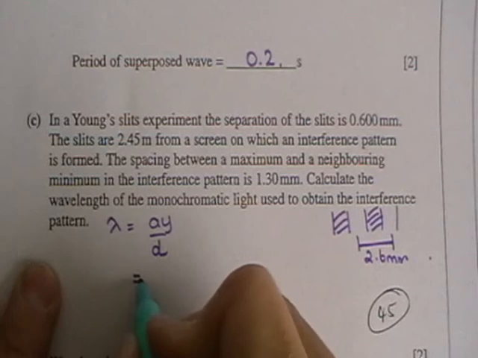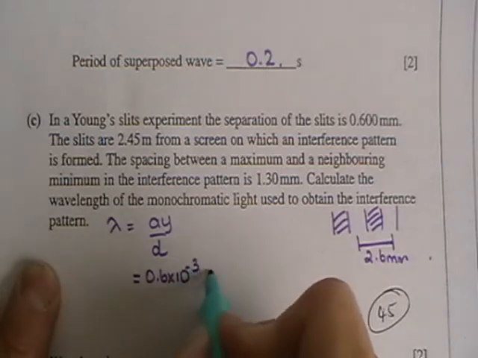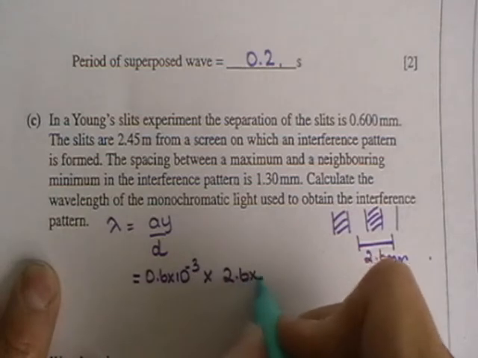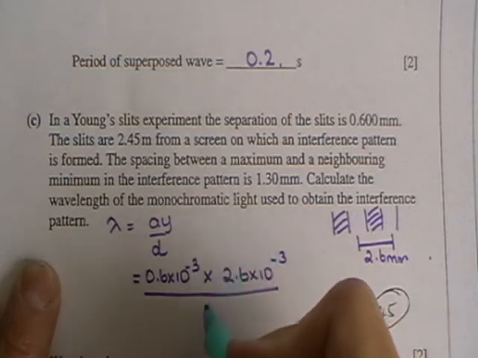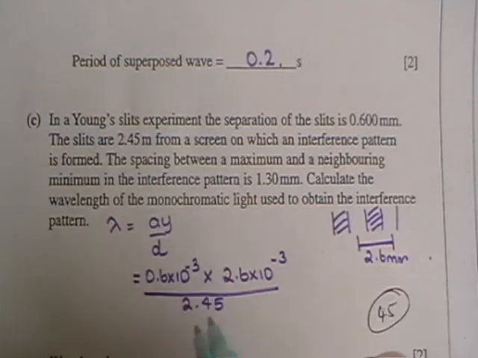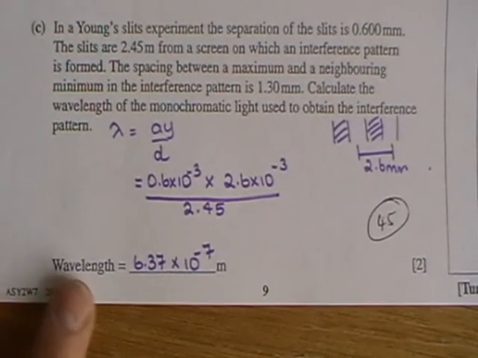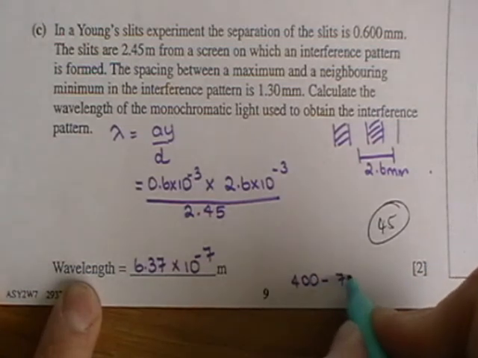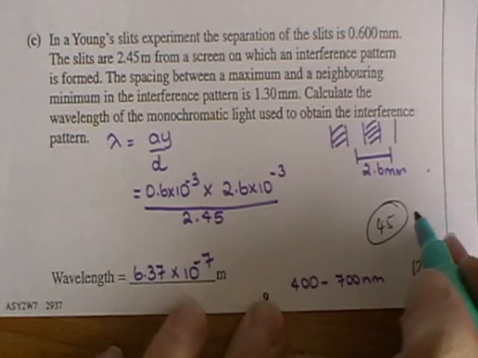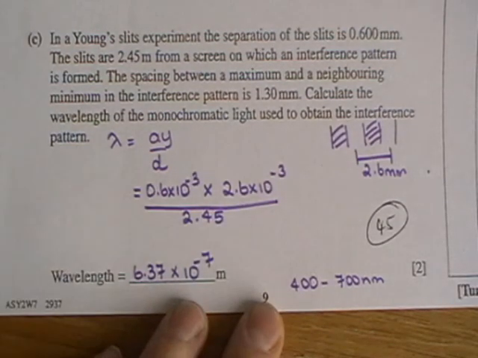Okay, so the numbers you're putting in there are your 0.6 millimetres, which is multiplied by 10 to the minus 3, your 2.6 millimetres, which is by 10 to the minus 3 as well, and then your 2.45 metres. And when you do that calculation, that comes out as 6.37 by 10 to the minus 7. And you should always check that calculation. You know that the wavelength of light is between 400 and 700 nanometres, which is 4 by 10 to the minus 7 up to 7 by 10 to the minus 7. So if that fits in there, then you know you've got the right answer.